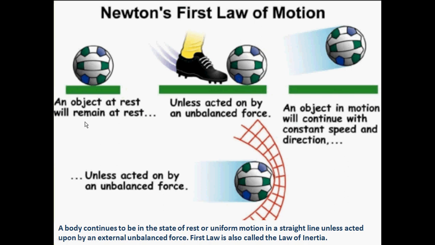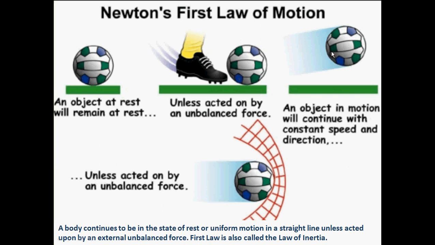So students, with the help of this example, let's understand what actually Newton's first law of motion is. Initially, this football is at rest and it will remain at rest unless and until acted upon by an unbalanced force, the foot of this player. When this player hits this ball, it comes into motion. That means an object like this football in motion will continue with constant speed and direction.